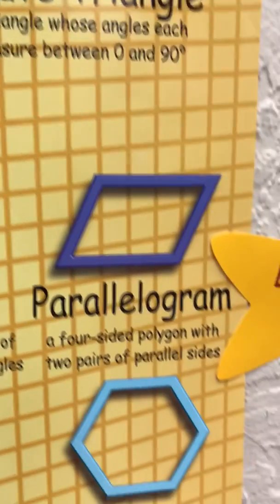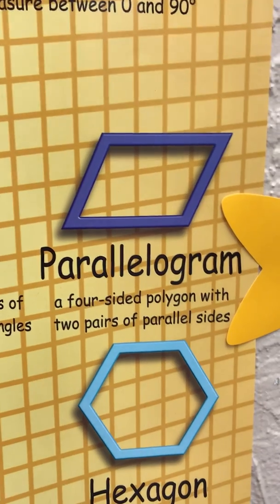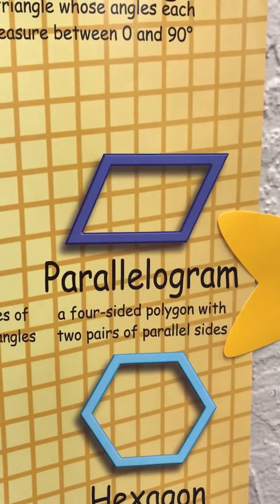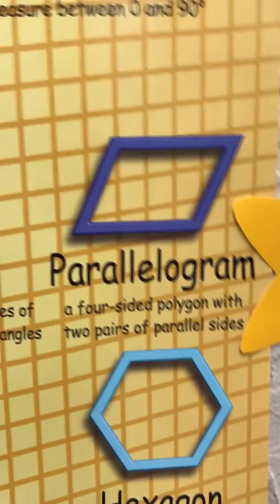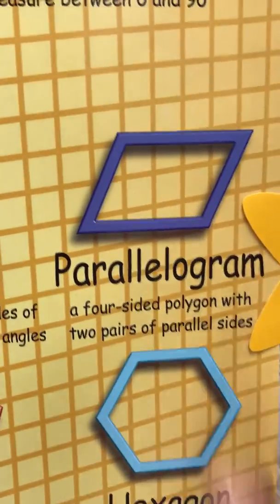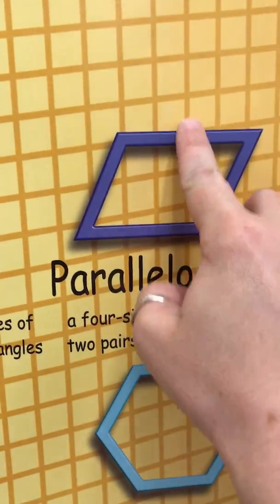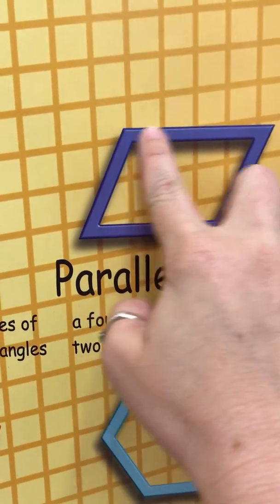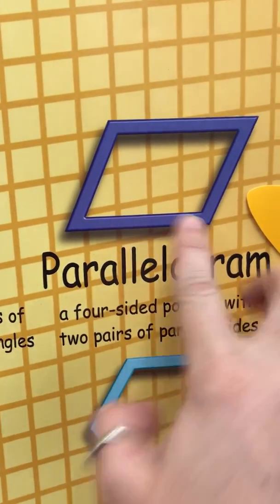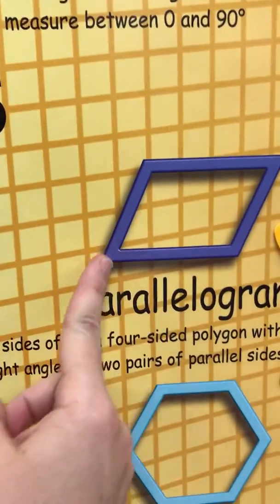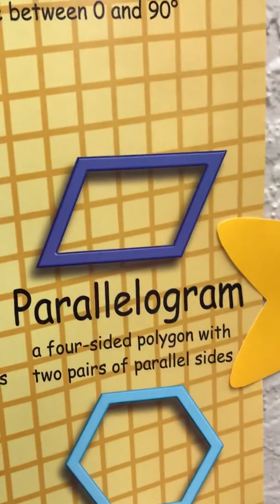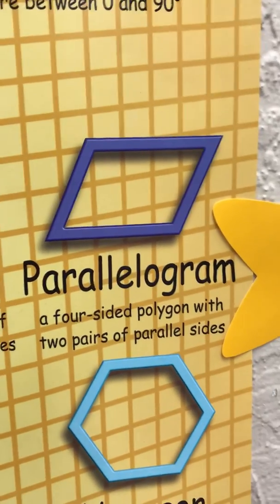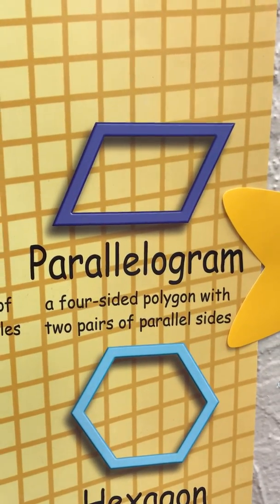Okay. Then we have a parallelogram. A parallelogram is, again, 4 sides, so it's a quadrilateral, with 2 pairs of parallel sides. So that means 2 pairs. So here's one pair. The top and the base are parallel. They could go on and on forever in both directions and never intersect. And the sides are also parallel. They could go on and on forever and never intersect. So that's where the 2 pairs of parallel sides come in.